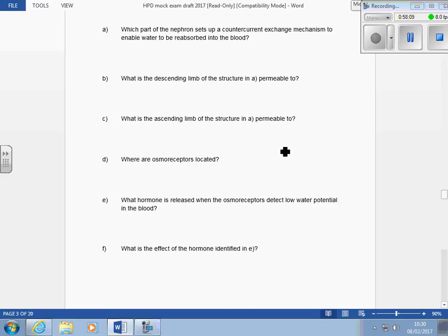So which part of the nephron sets up this countercurrent exchange mechanism? That's the loop of Henle. I didn't call it a countercurrent multiplier there, but it's the same. It's the countercurrent bit that's important. Right, what's the descending limb permeable to? Water, yeah. Right, but not ions, whereas, oh dear, the ascending limb is permeable to? Yeah, particularly that and that.